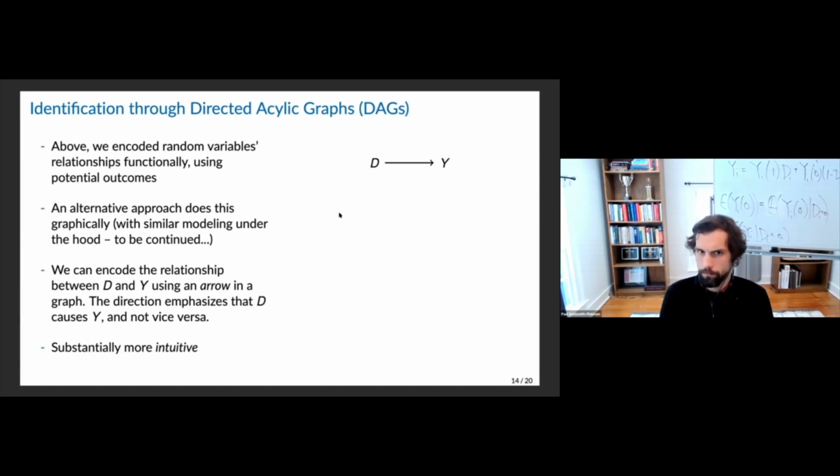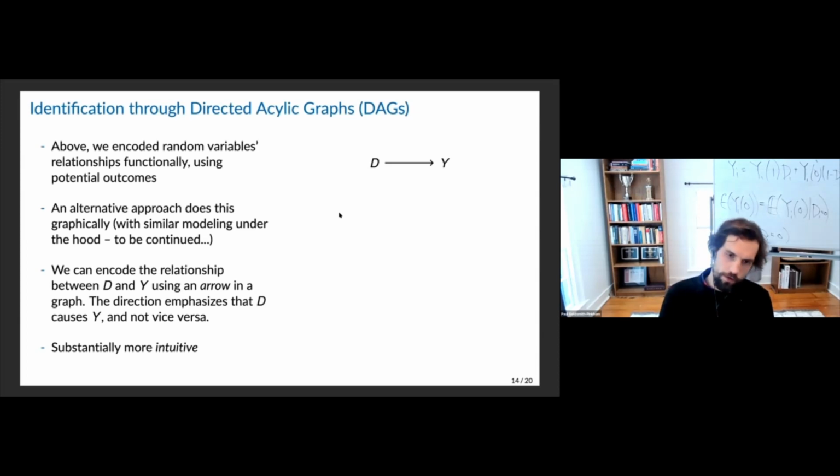This is what this structural equation modeling does inherently. But you can actually do almost all of this using graph notation, and it can be very powerful. And the way that it works is you encode the causal relationship between D and Y using an arrow in a graph. And the direction of the arrow basically emphasizes that D causes Y and not vice versa.